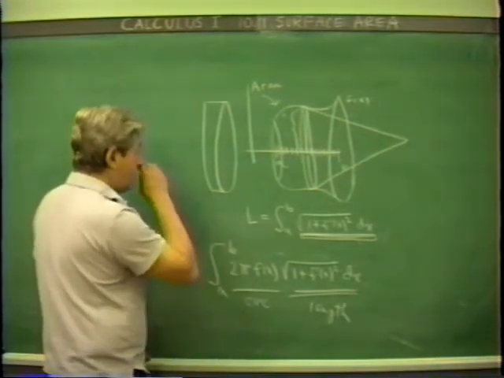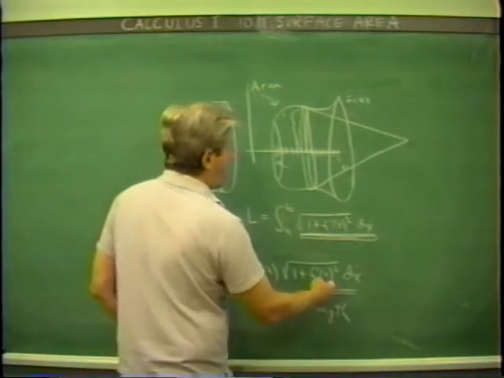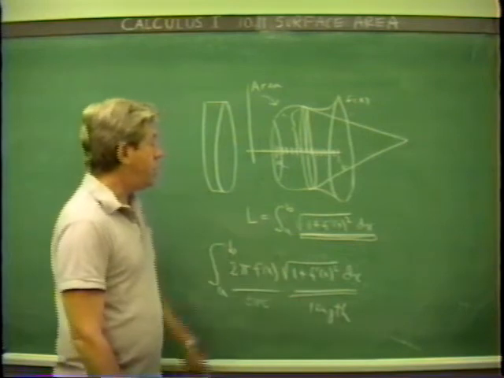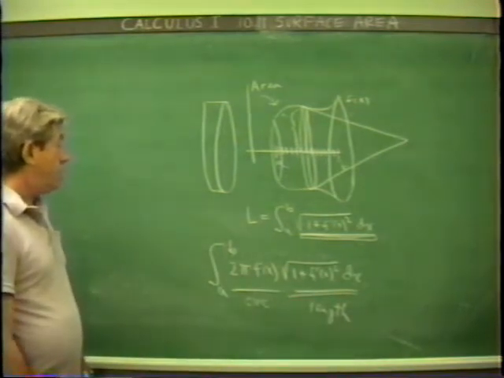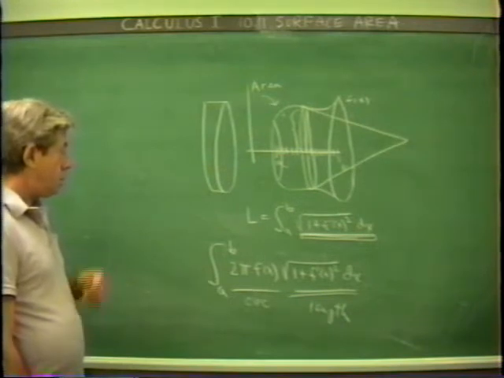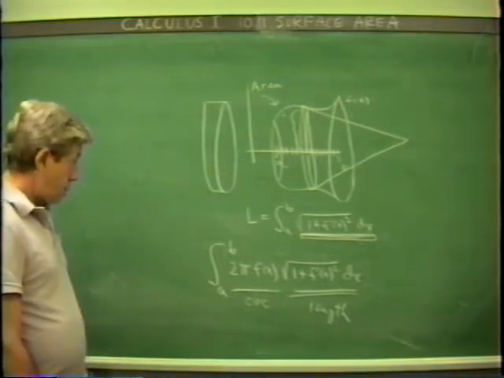This is approximate now, but the integral from a to b will give you the exact surface area of this, providing, let's say, that f of x is differentiable and has a continuous derivative. Okay?